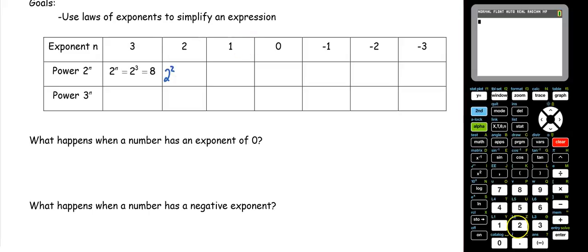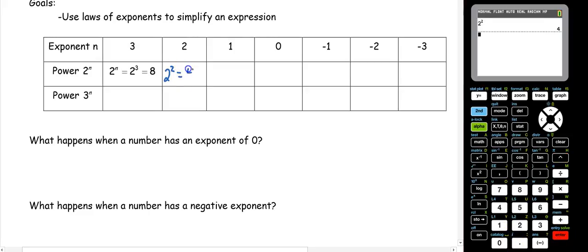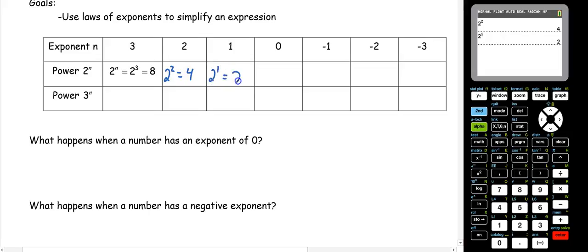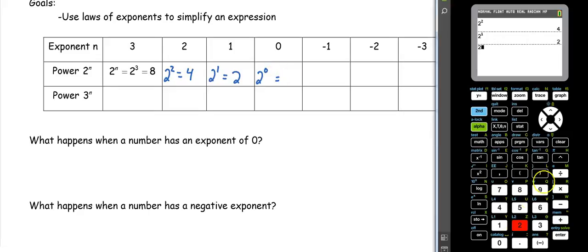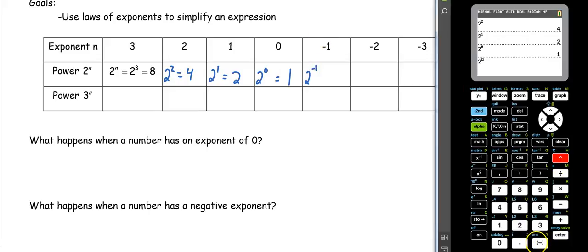So on our calculator, we're going to hit 2 caret, which is under the clear sign, 2, which is equal to 4. 2 caret to the first, which is equal to 2. Then we're going to do 2 to the 0 power, 2 caret 0, and we get 1. Then we're going to do 2 to the negative first, so 2 power, make sure you're using the negative sign next to the decimal, negative 1.